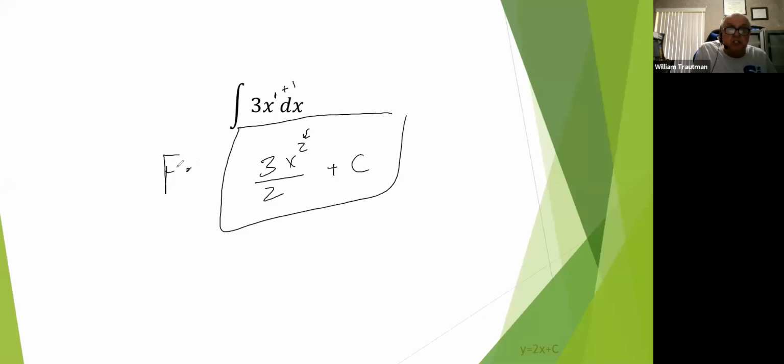This is my new function. If I take the derivative of this, I mean, this is the answer, but let's take the derivative of this just to verify. Remember, when you take the derivative, you bring the 2 in front.